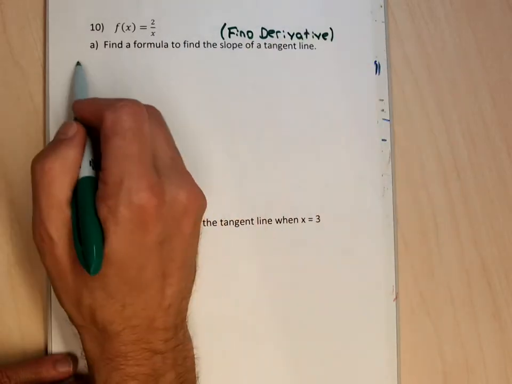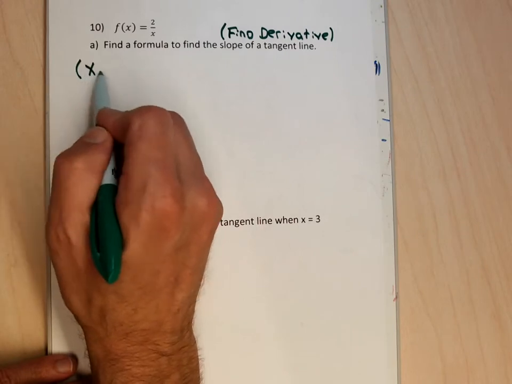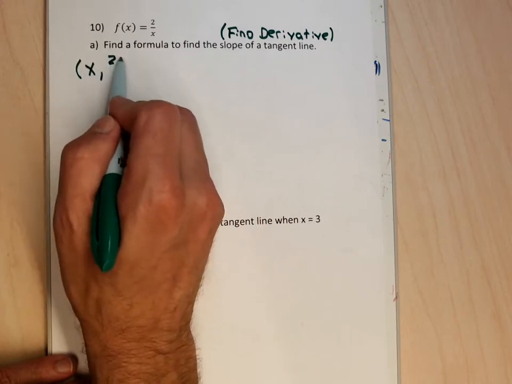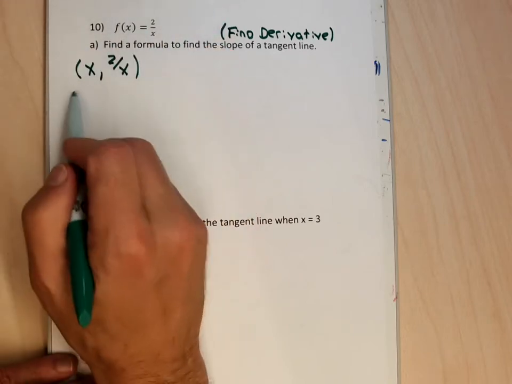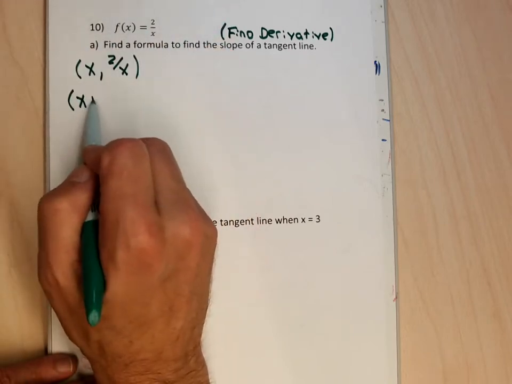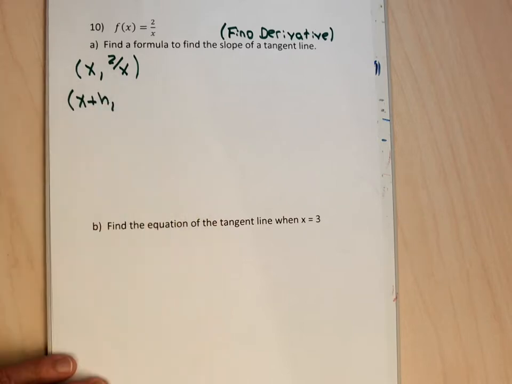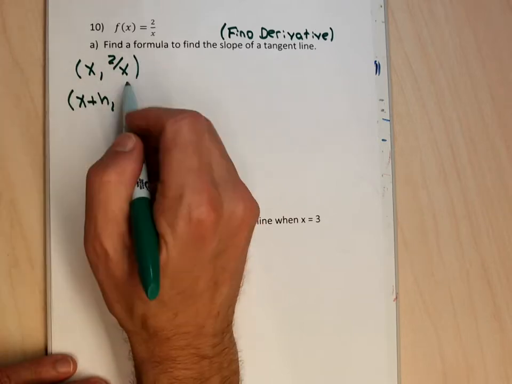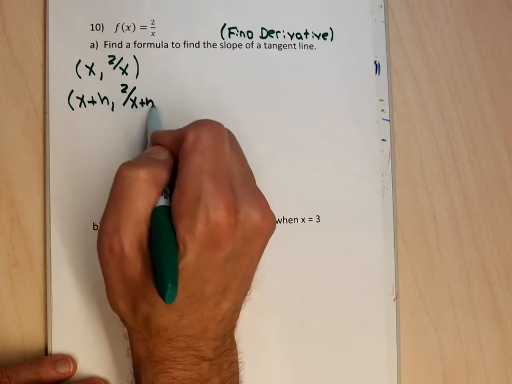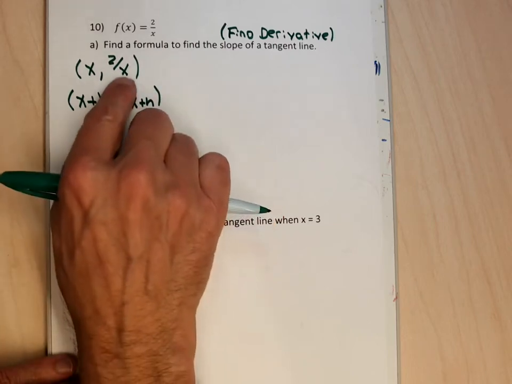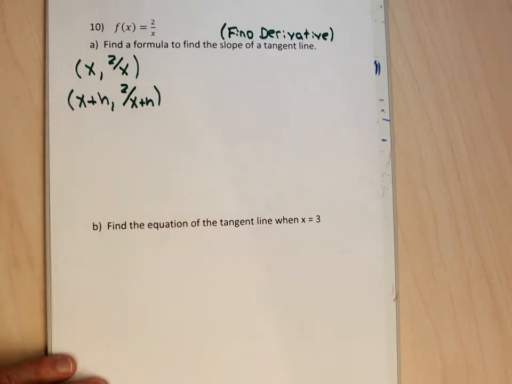In order to find a derivative, I need to have 2 points. The first point is always x, comma, the right-hand side of the function. The second point is always x plus h, comma, what you get when you change any x in the function to x plus h. And this one I can do without doing any side work. To find f of x plus h, I just change that x to an x plus h.